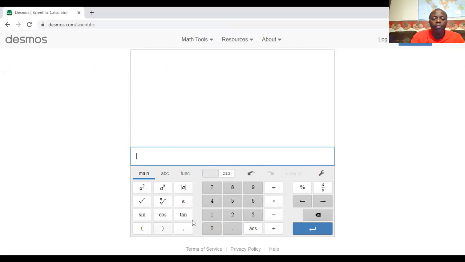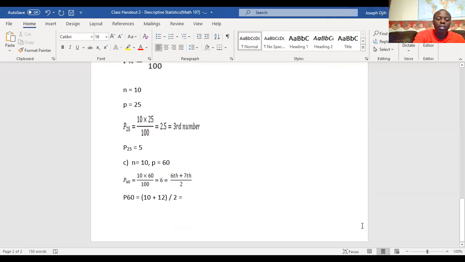10 plus 12, divided by 2, is 11. So the answer is 11. A score of 11 is the number that corresponds to the 60th percentile.